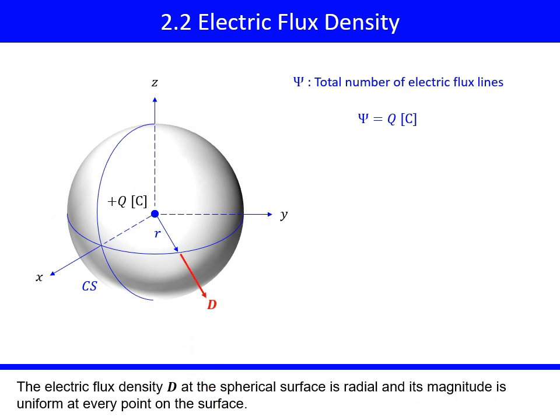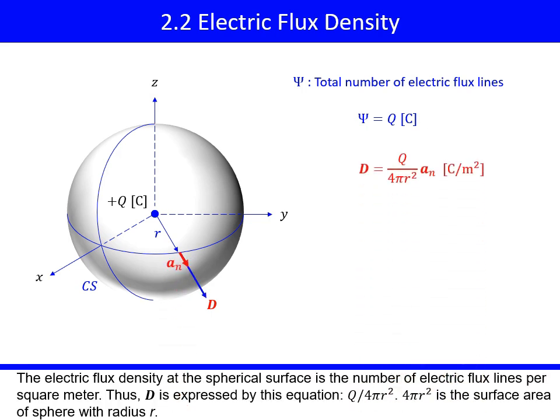The electric flux density D at the spherical surface is radial, and its magnitude is uniform at every point on the surface. The electric flux density at the spherical surface is the number of electric flux lines per square meter. Thus, D is expressed by this equation. q is divided by 4 pi r squared. 4 pi r squared is the surface area of a sphere with radius r.